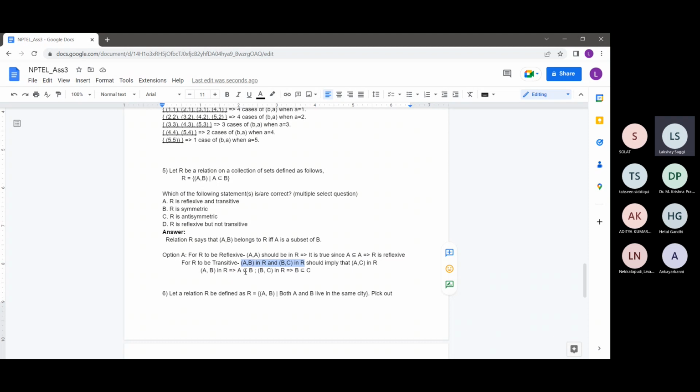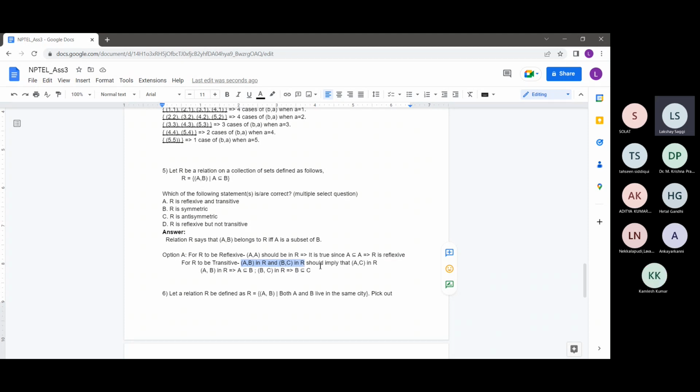So when (A, B) is in R, this implies that A is a subset of B, as we have defined in this relation that a pair (A, B) is in the relation only if A is a subset of B. And similarly, if (B, C) in R holds, then B is a subset of C. So from these two statements, A is a subset of B and B is a subset of C, and as we have already studied, this implies that A is a subset of C. Right, guys? I don't think this part is too difficult to follow.